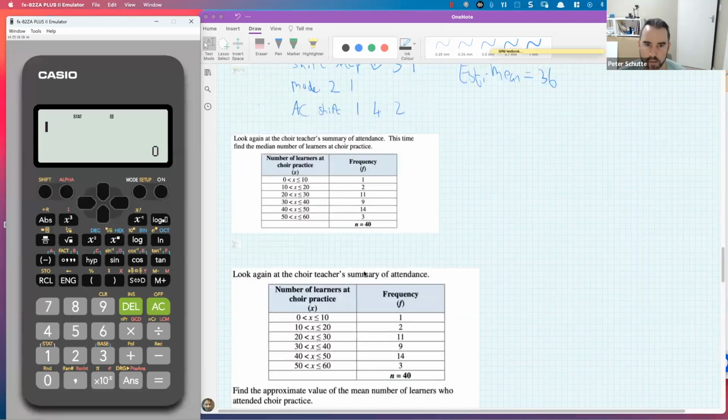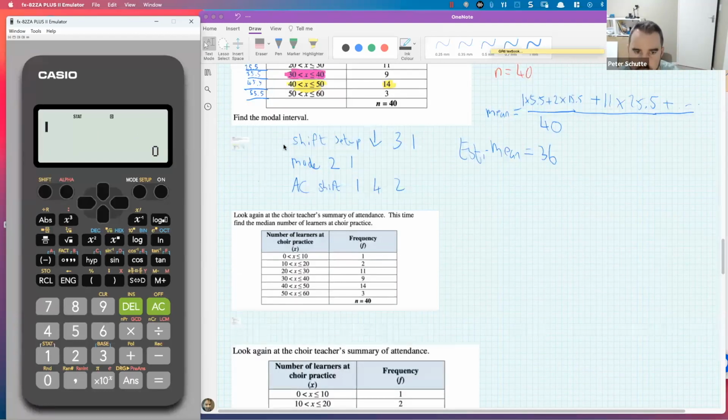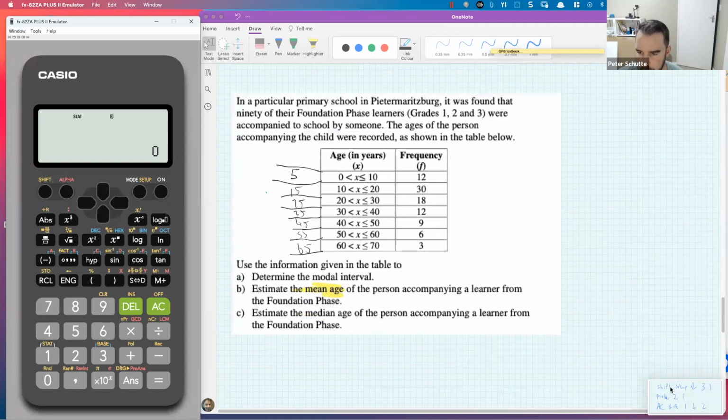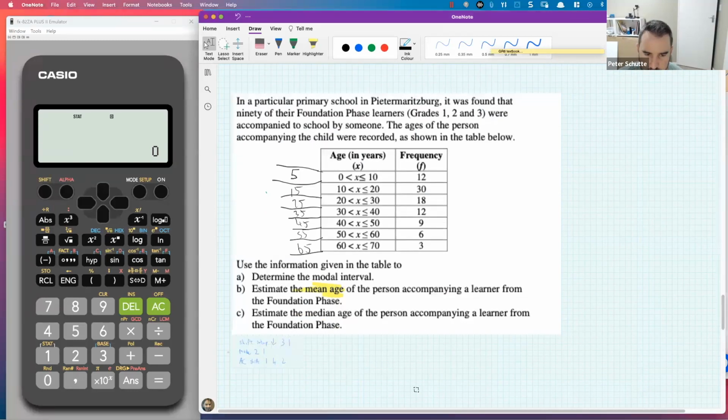I'll just go and grab the instructions I wrote down so that you guys can have that with you. Let me just grab this quickly. So I'll put the instructions at the bottom here.